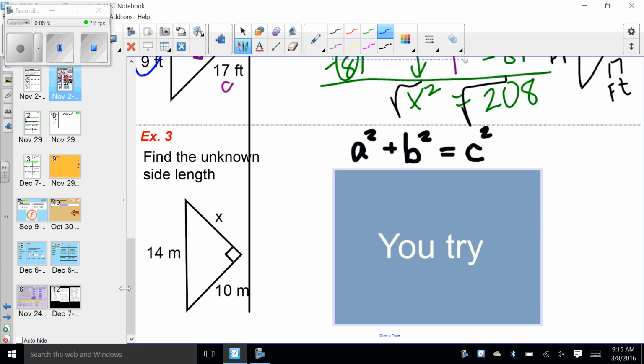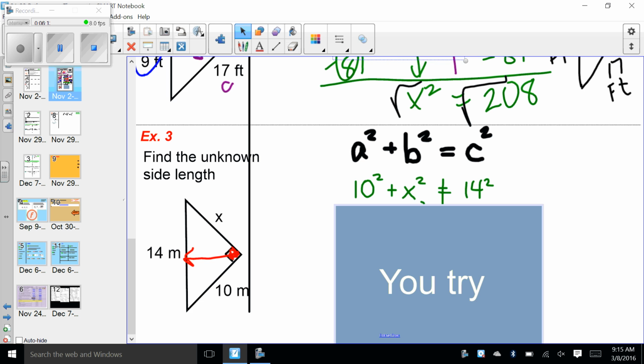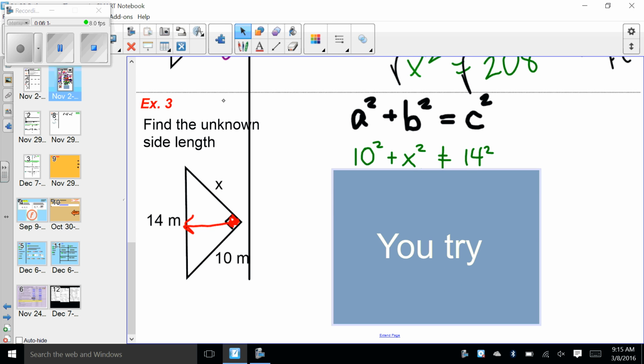Okay, so our next problem, this example 3, you try using the Pythagorean theorem. Identify the hypotenuse first. Hypotenuse is the side opposite the right angle symbol, so that's going to be my C. The other two can be A and B. So this is going to be my start. I'm going to put a 10. 10 is going to be my A. X is going to be my B.